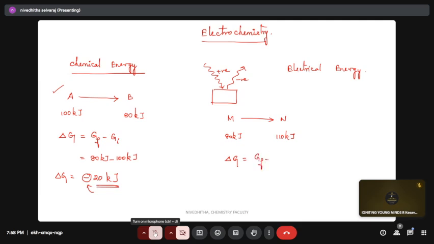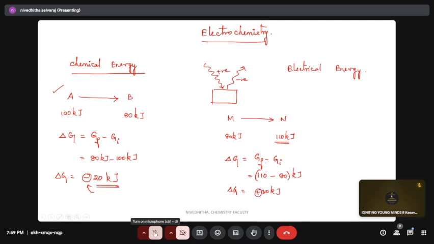Here, ma'am, energy of the final state minus energy of the initial state. So energy of the final state is 110 minus energy of the initial state, 80 kilojoule. So here the difference is plus 30 kilojoule. So here in this process, a particular amount of energy was absorbed by the system. That is why we have a positive sign here.